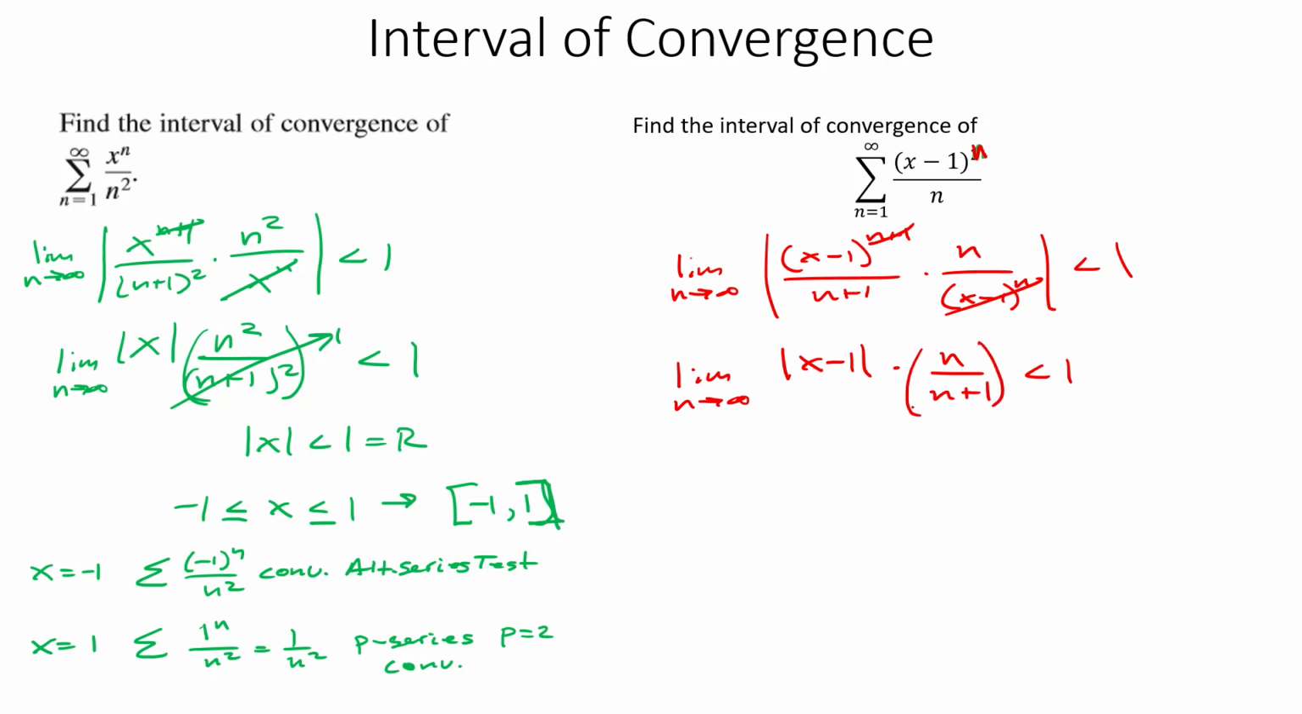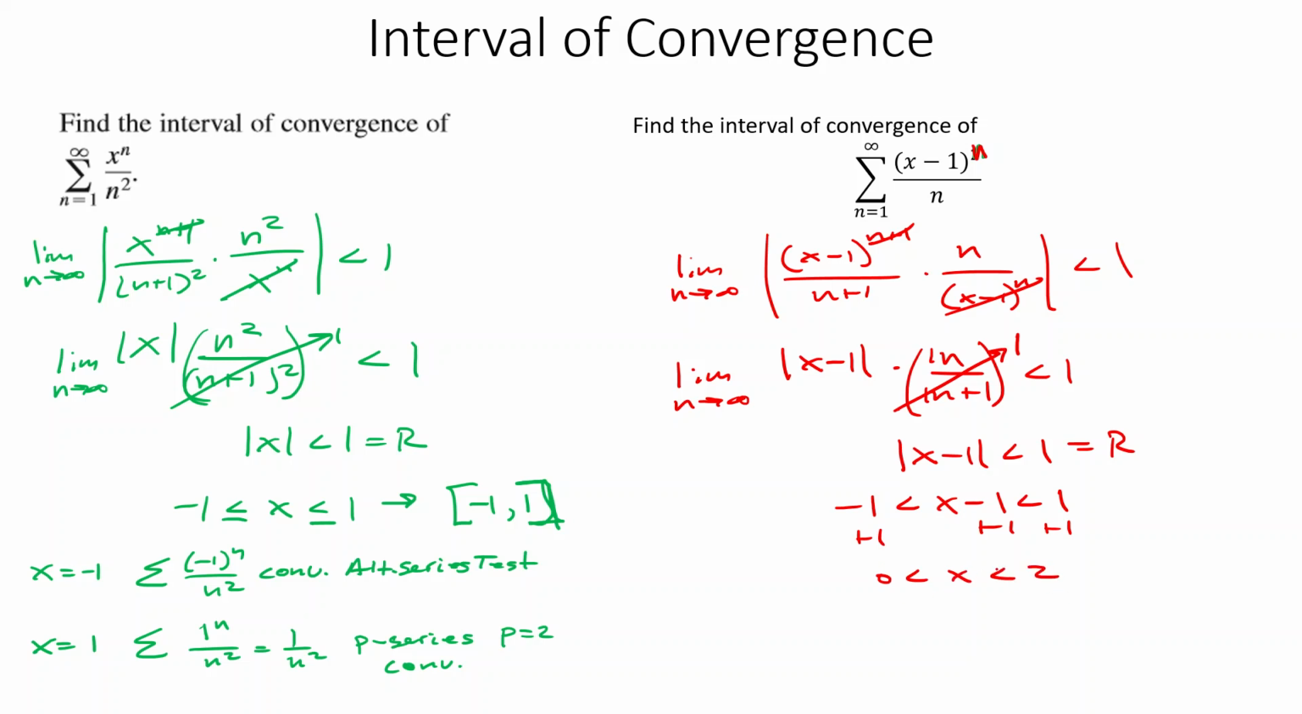This n over n plus 1 term, again, is just 1. As we go to infinity, we're just looking at the coefficients, 1 over 1. So we get the absolute value of x minus 1 is less than 1. So that means this right here is our radius of convergence, 1. And if we solve, we say -1 is less than x minus 1 is less than 1. We add 1 everywhere. So we'll get 0 is less than x is less than 2.